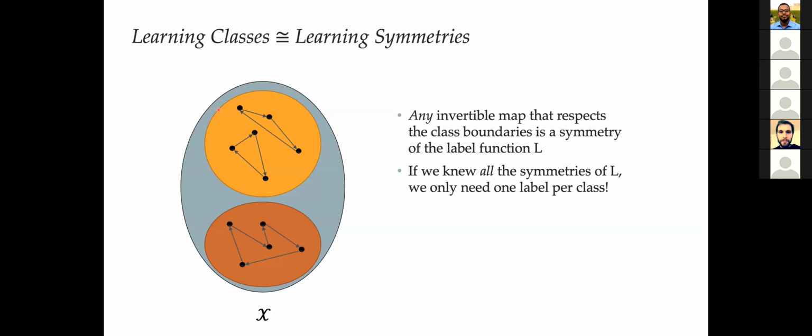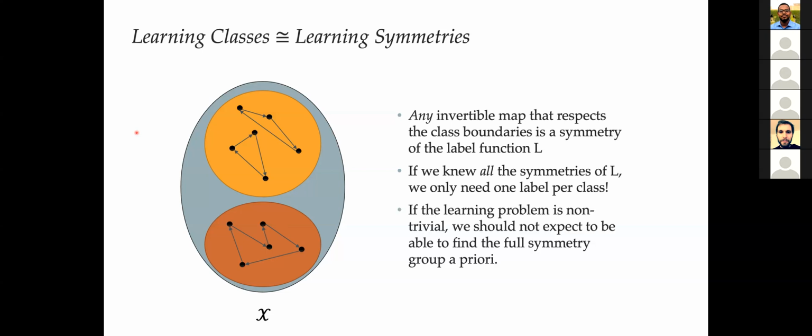And so, at least up to permutation of the classes, up to actually figuring out what label belongs to each of these two sets, we've solved the problem if we know all the symmetries. So that tells us something. First of all, it's an interesting way to think about learning, but it also tells us that if our learning problem is non-trivial, that is, if we actually believe we need learning to solve this problem and can't hand code it, then we should not expect that a priori we can know all the symmetries, because it's essentially equivalent to knowing the label function, at least up to a permutation of the classes.